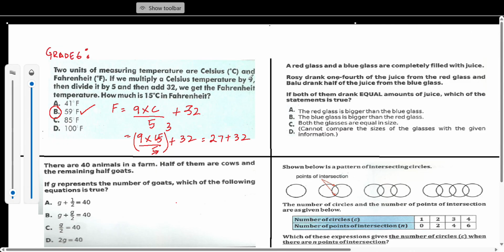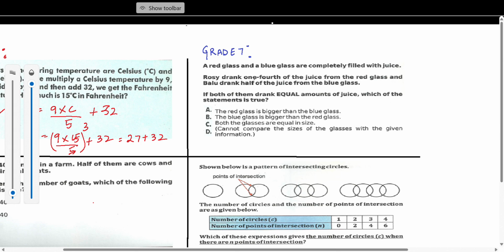Coming to the question on the right top, it is a grade 7 question. A red glass and a blue glass are completely filled with juice. Rosie drank 1/4 of the juice from the red glass and Balu drank half the juice from the blue glass. So if both of them drank equal amounts, which of the following statements is true? Before we go on to read the options, let us just try to write an expression and analyze what is going on.